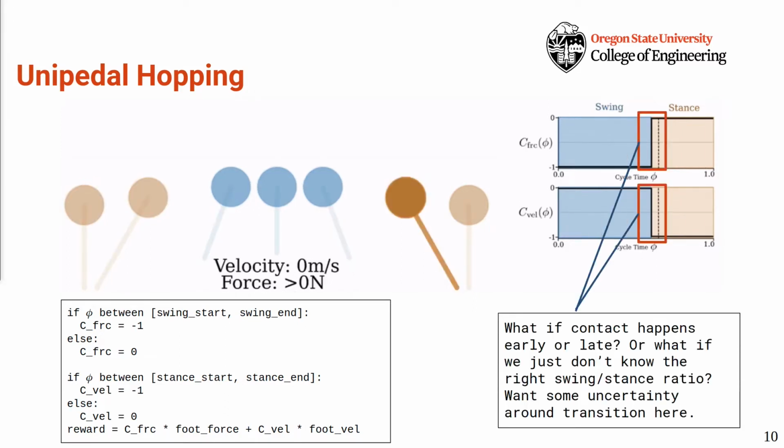For one, we don't actually know when the precise best time to lift or place the foot is. Contact can happen slightly early or late, and we want to build in some wiggle room around when touchdown and liftoff should occur, to let the policy figure out a behavior that is appropriate for both robot morphology and the terrain. Another way to phrase this is that we want to build in some uncertainty around the transitions between phases.